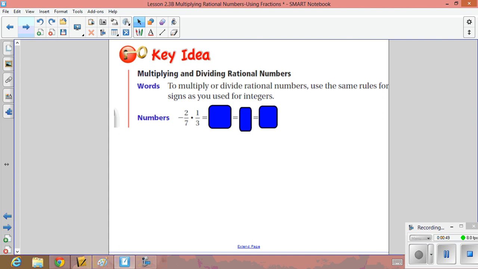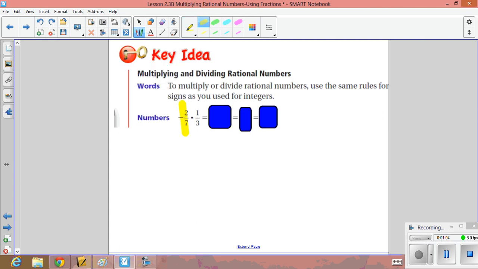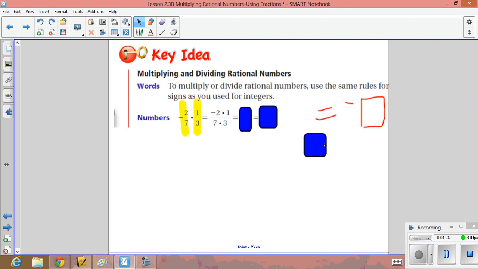So to multiply or divide rational numbers, use the same rule for the same signs, or the signs that we used when we multiplied integers. And in this example, if you take a look, I have one negative fraction and one positive fraction. So before I even begin the problem, I know that my solution is going to equal a negative something. How do I know that? When my signs are different, my answer is negative. So here's the first piece of your key idea. Please be sure you write this down.